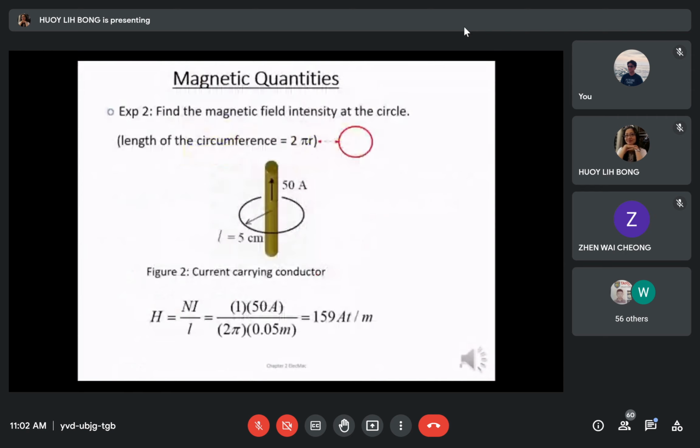Example: find the magnetic field intensity at the circle. We know that the length of the circumference is 2 pi r.